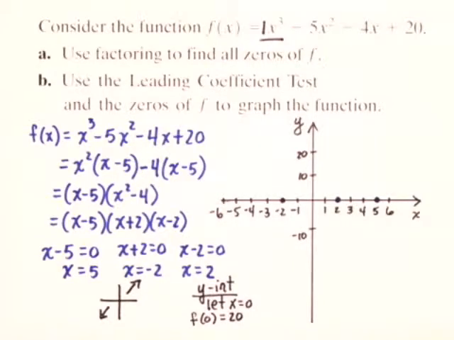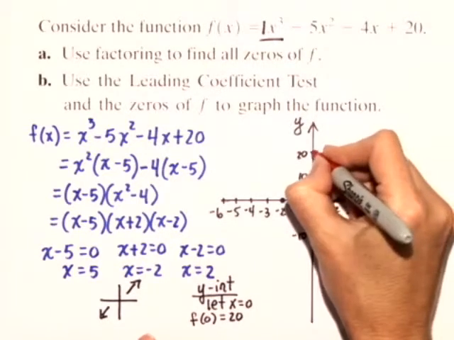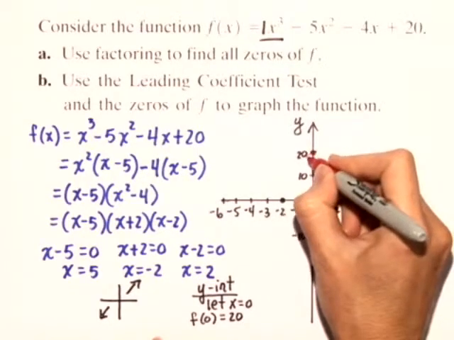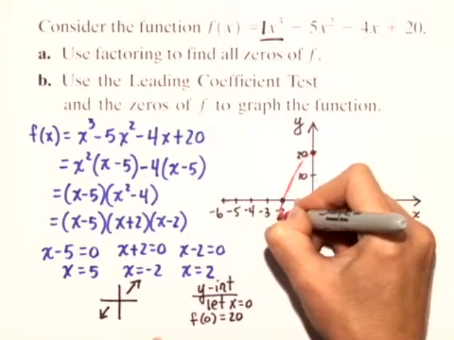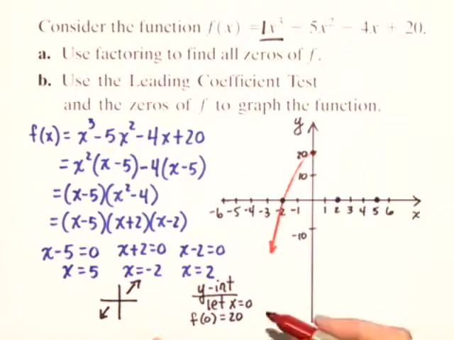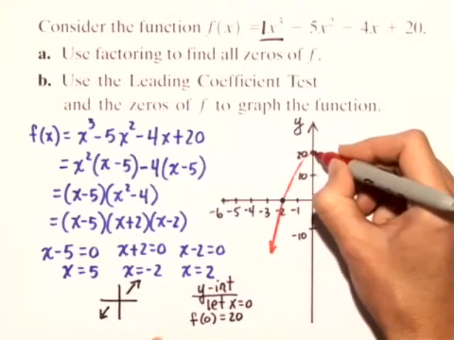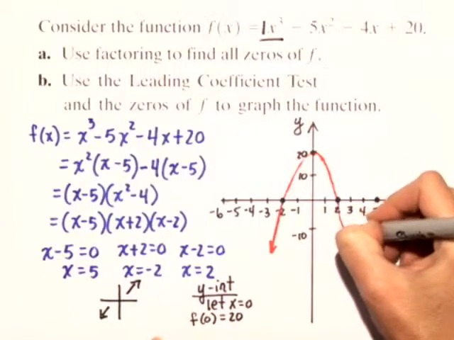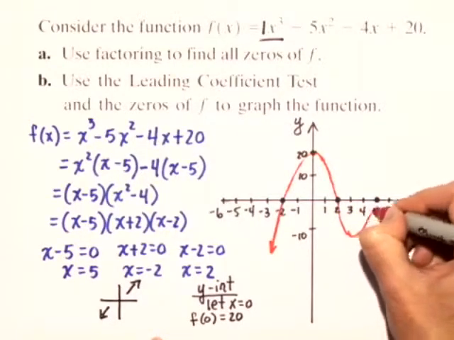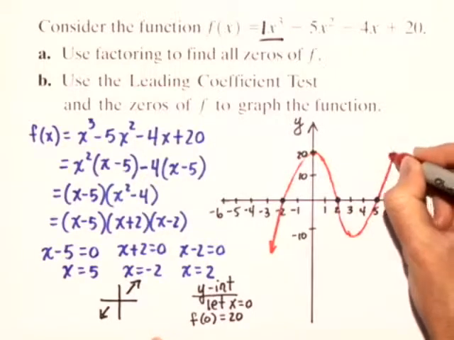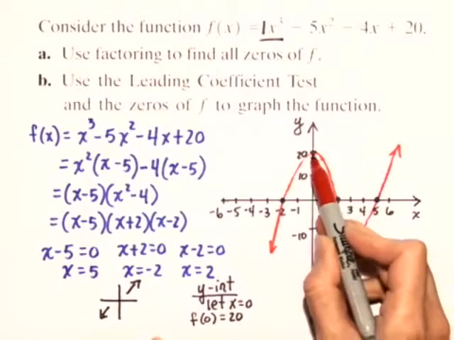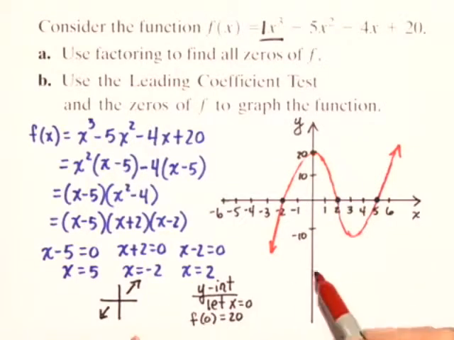Now let's go ahead and sketch this function. Here's our y-intercept at 20. We also know that this curve passes through negative 2 and goes down to the left. It comes over here, passes through positive 2, and then it comes up again and passes through positive 5. So we can see we've sketched a curve that has the correct x-intercepts and the y-intercept. It has the correct end behavior. So this is a sketch of our polynomial function.